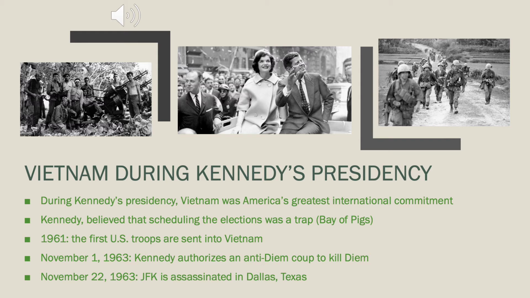But his first initiative was in 1961, and he sent in the first group of US troops into Vietnam. But then later, on November 1st of 1963, he authorizes an anti-Diem coup to kill Diem. And this was one of the first big mistakes that the US makes during the Vietnam War. And then just 3 weeks later, he's assassinated in Dallas, Texas.